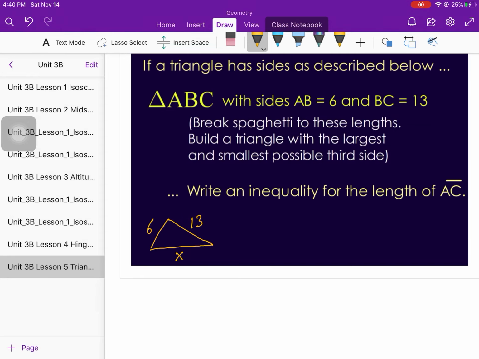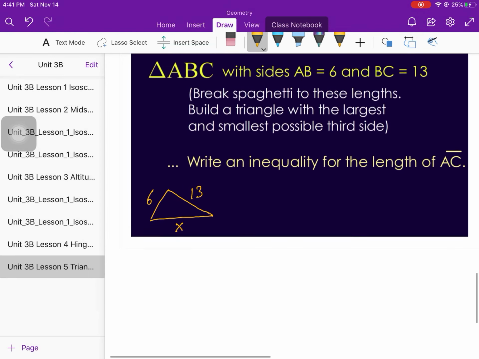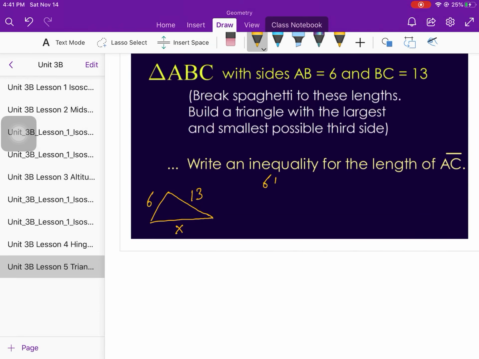So let's assume that 6 is the smallest side and that 13 is the biggest side. So we would say that 6 plus x has to be greater than 13. Then we could also assume that 6 and 13 are the small and medium sides, and x is the biggest side. Or we could have a combination.